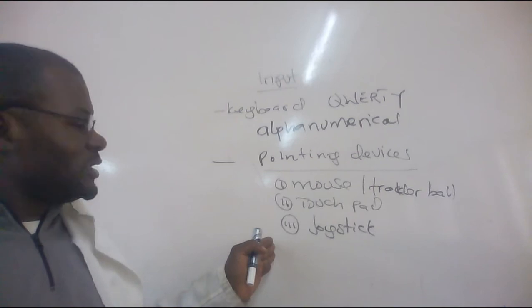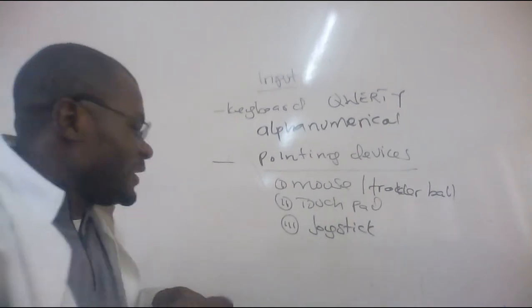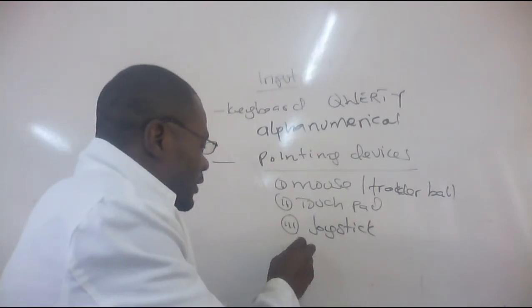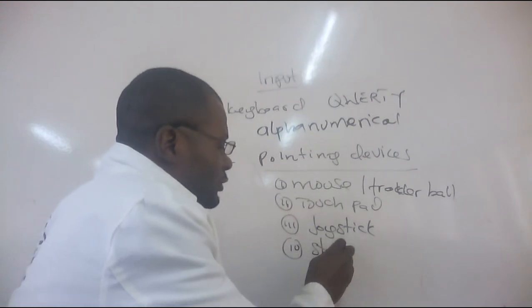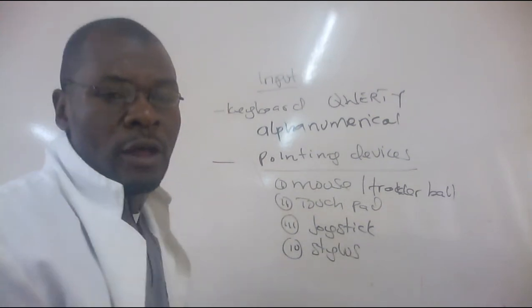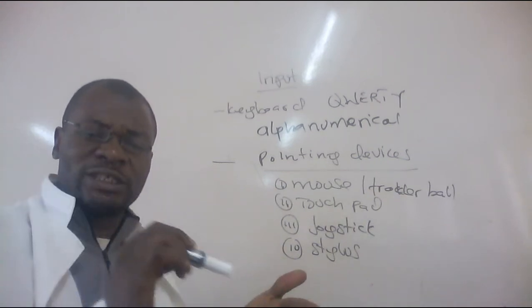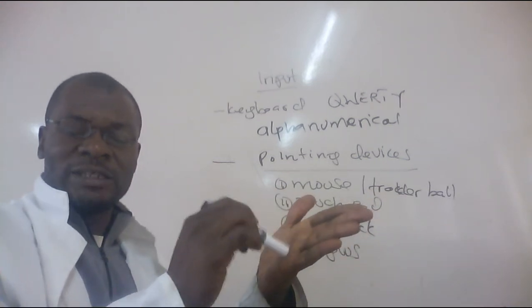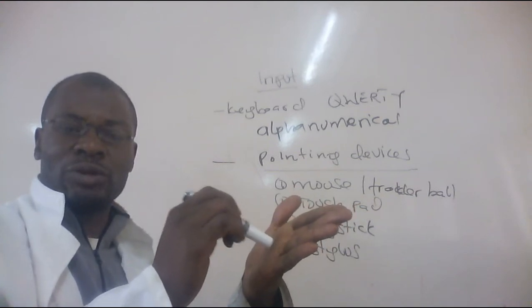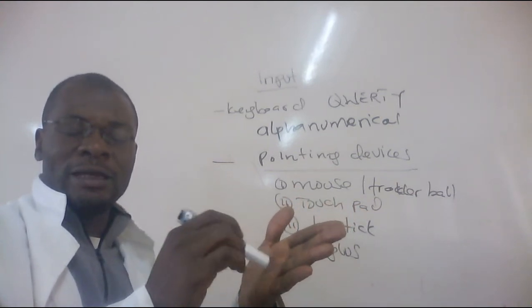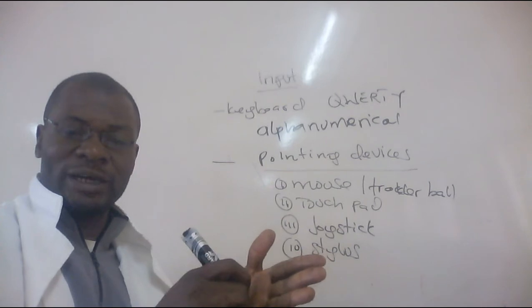There are others like the stylus pen. It's what we call a stylus pen. I'm sure you have used a smartphone using a small stick as an input device. That's what we call a stylus pen, and it is also a pointing device.